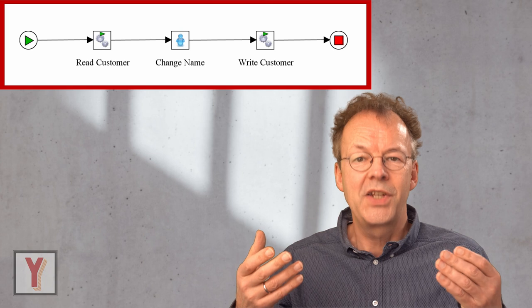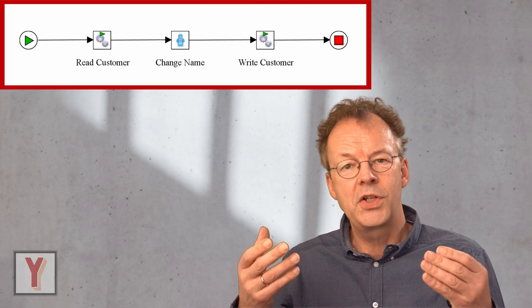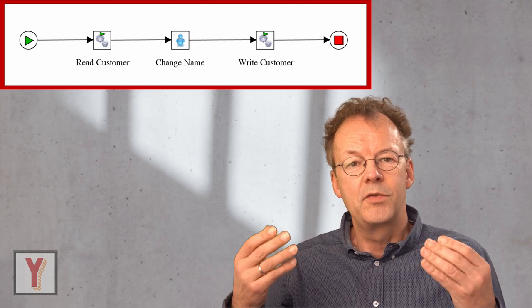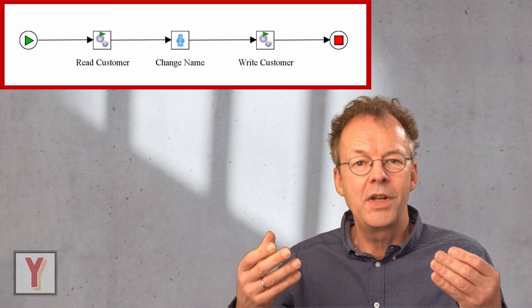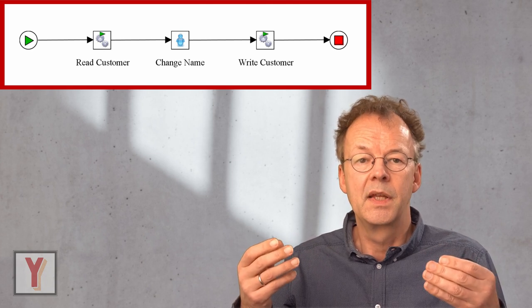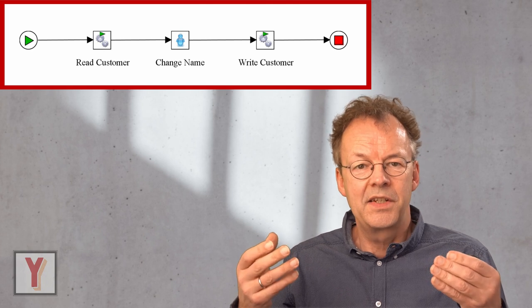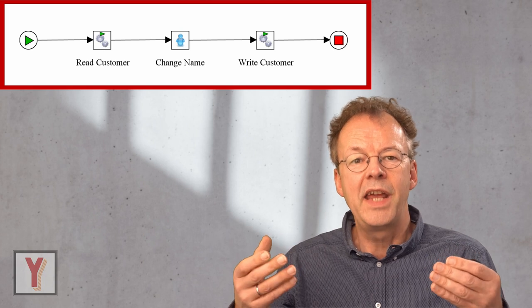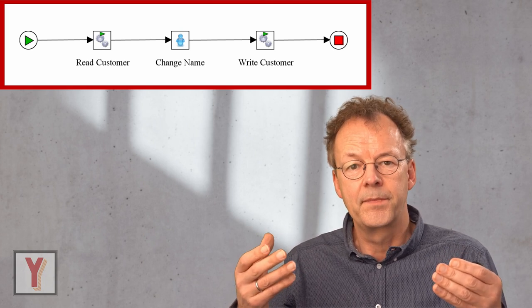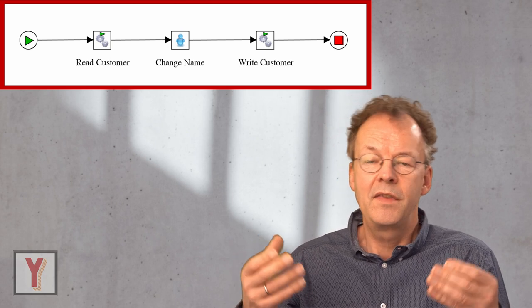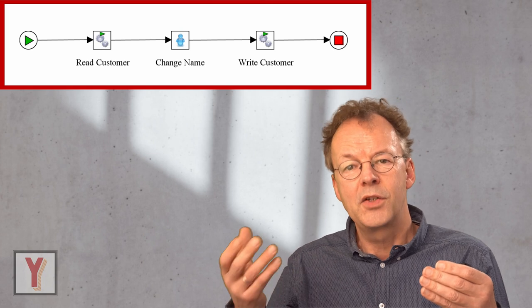The workflow has three tasks. The first and the third task are automated tasks. You can recognize them by the green triangle that the YAWL editor puts every time that we have an automated task. Read customer accesses the database using a codelet and gets the name of one of the customers. The second task is a manual task where we change the name of the customer. And then in the third task, we write the changed name back to the database.